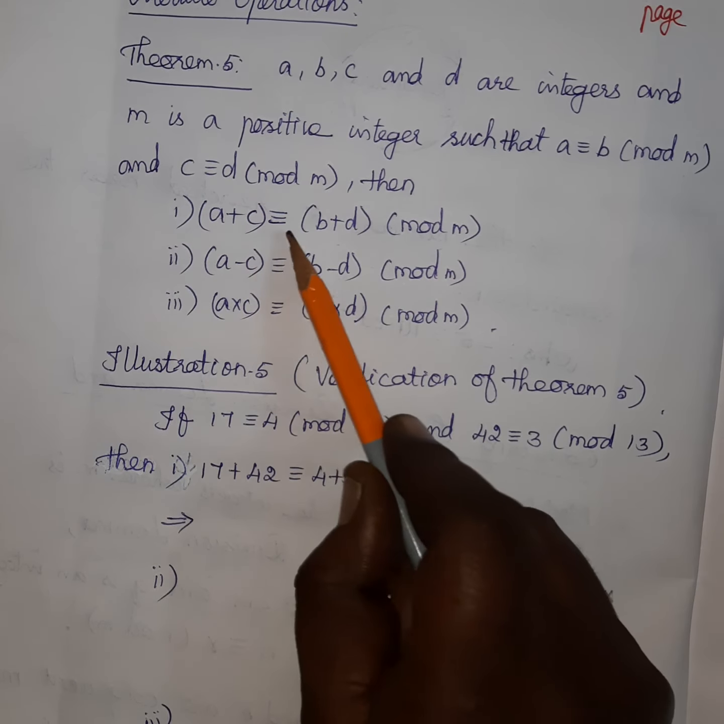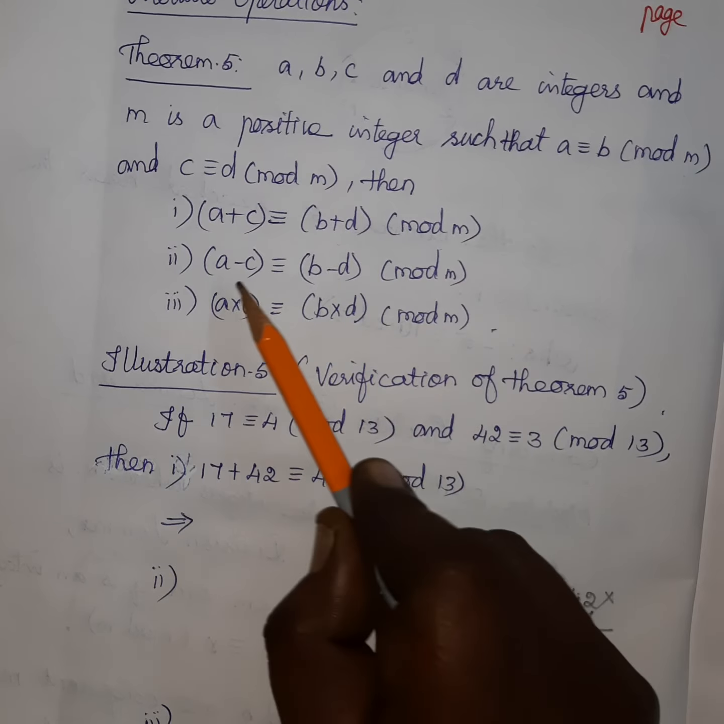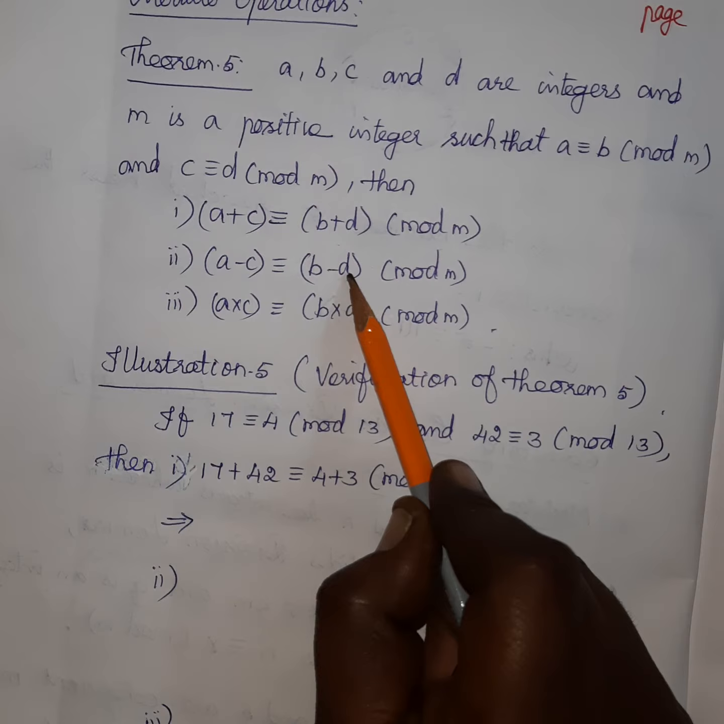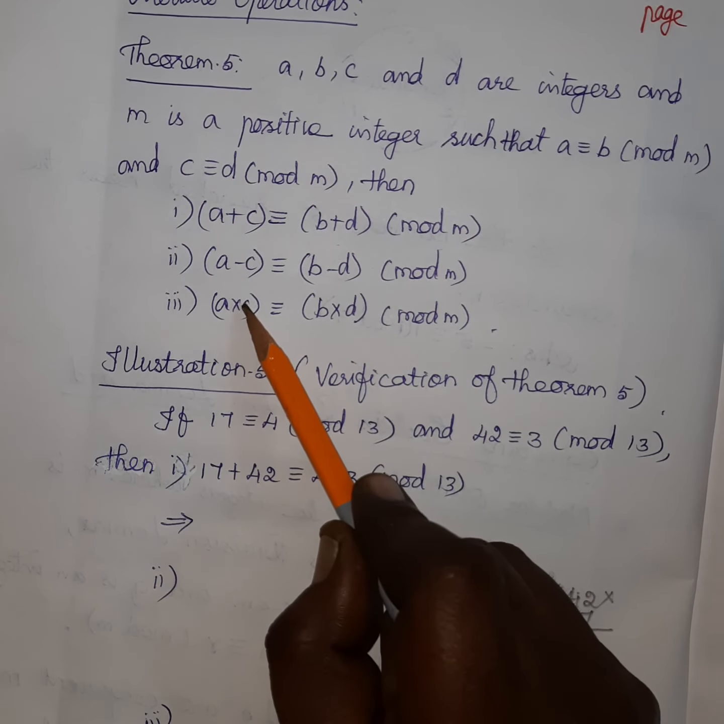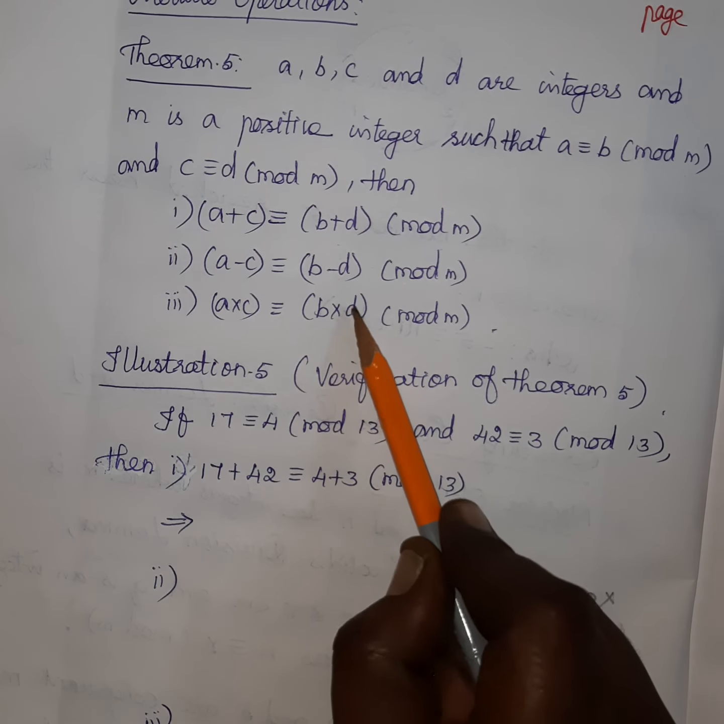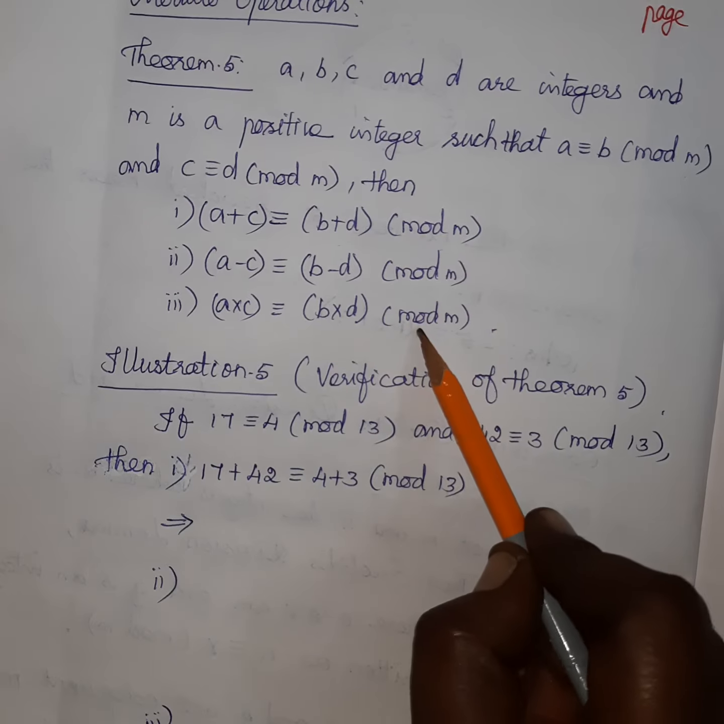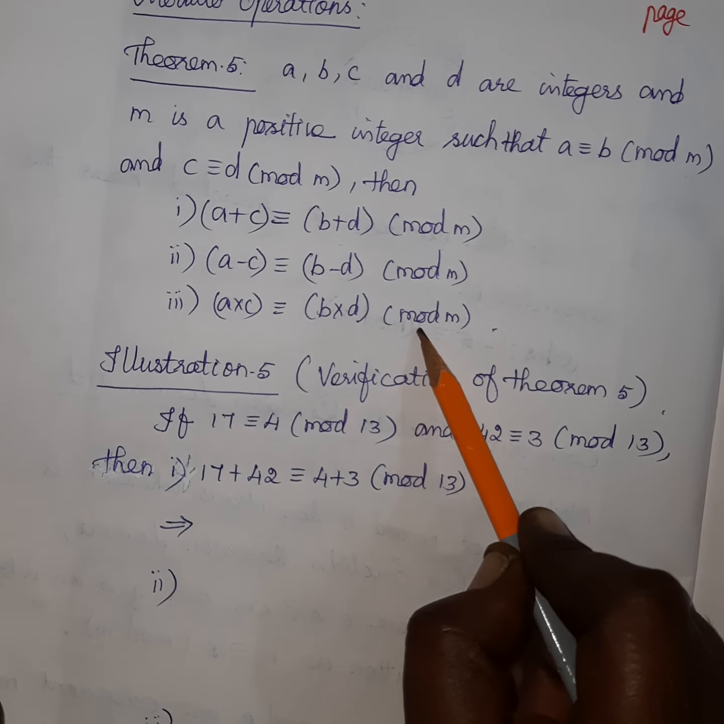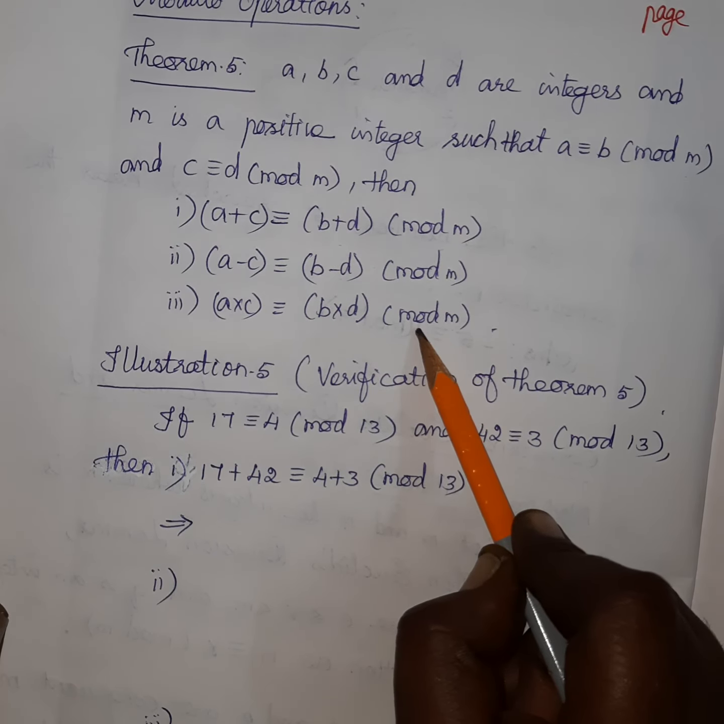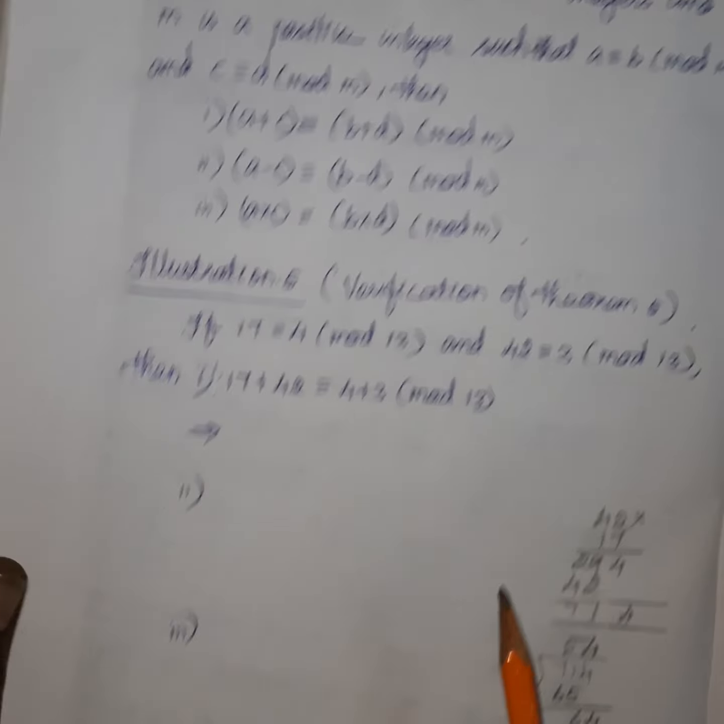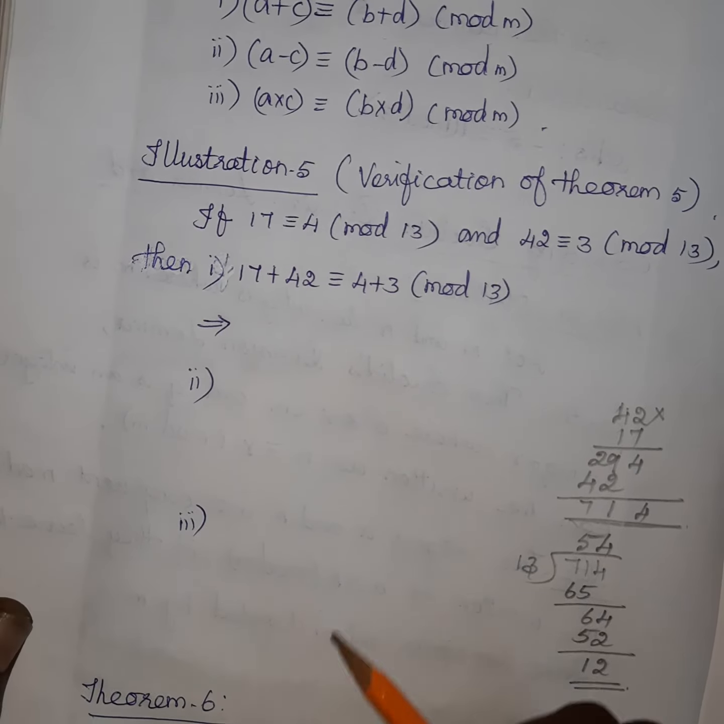A plus C is congruent to B plus D mod M. A minus C is congruent to B minus D mod M, and A into C is congruent to B multiply D mod M. Since the modulus values are the same, this all will be satisfied. If the modulus values are different, we cannot write this. Okay, how is it possible? We can verify this using an illustration.